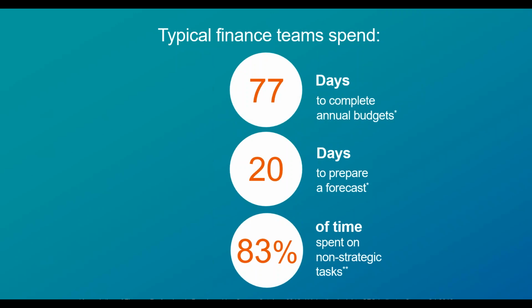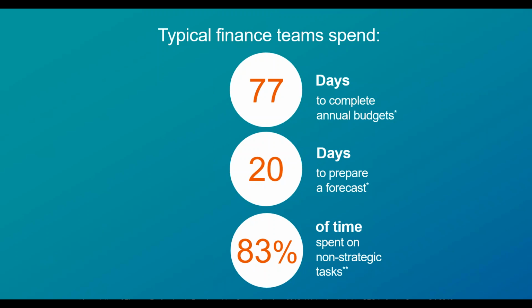So that first problem we were talking about, really where your budgeting and forecasting processes are slow. Here are some statistics backing up that point, and just letting you know that if your forecasting process is slow, your budgeting process is slow, you're not alone. The Association for Finance Professionals and Adaptive Insights completed a survey and found that on average it takes about 77 days to complete an annual budget, 20 days to prepare a forecast, and 83% of the time is spent on non-strategic, non-value-added tasks.